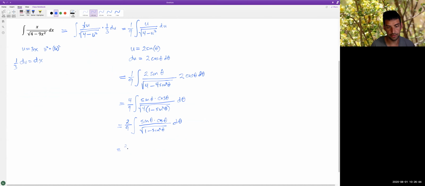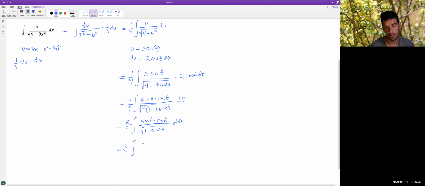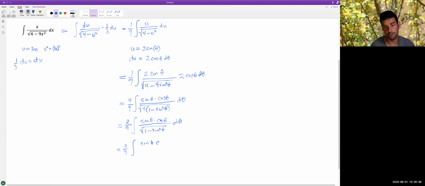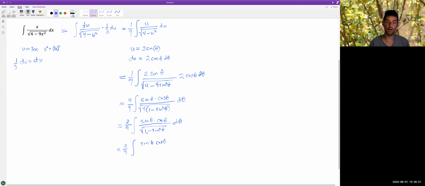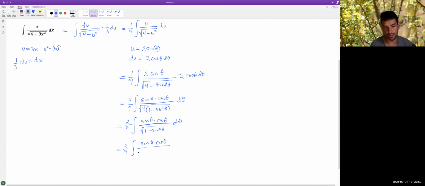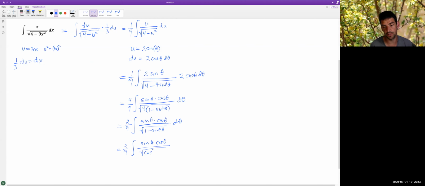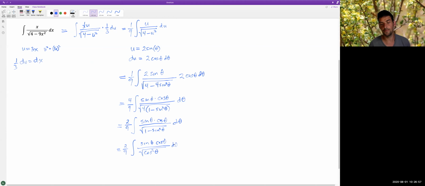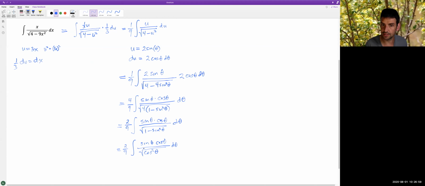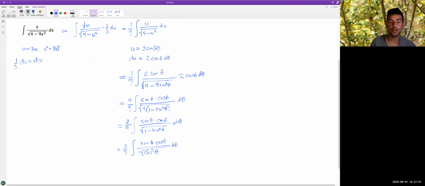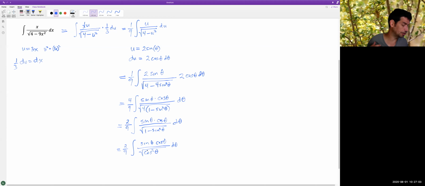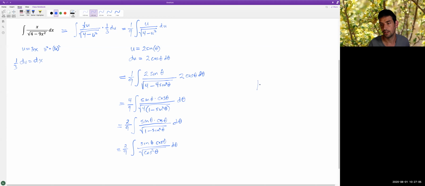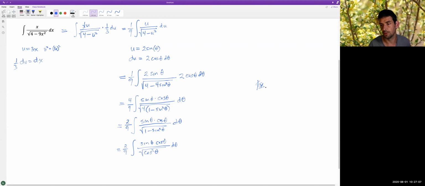So now we've got 2/9 sine theta, cosine theta, and that 1 minus sine squared theta becomes cosine squared theta, d theta. Now, I think we talked about this in the last one, but it bears repeating. When you take something and square it and take its square root, you don't get the same thing back.